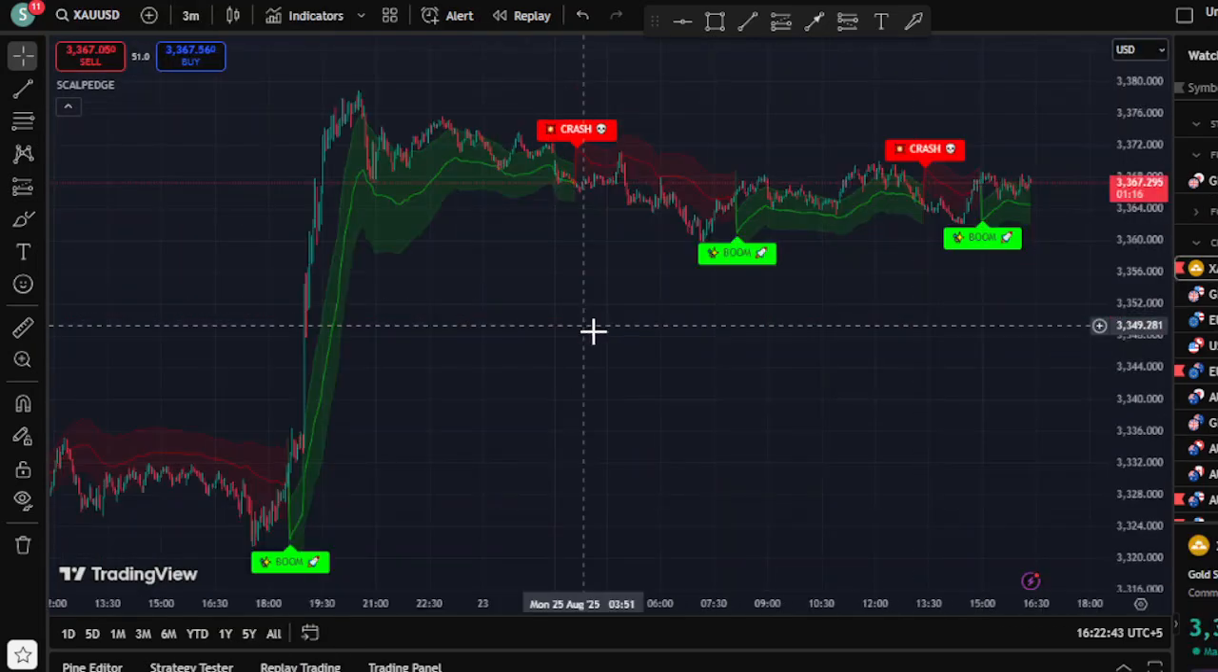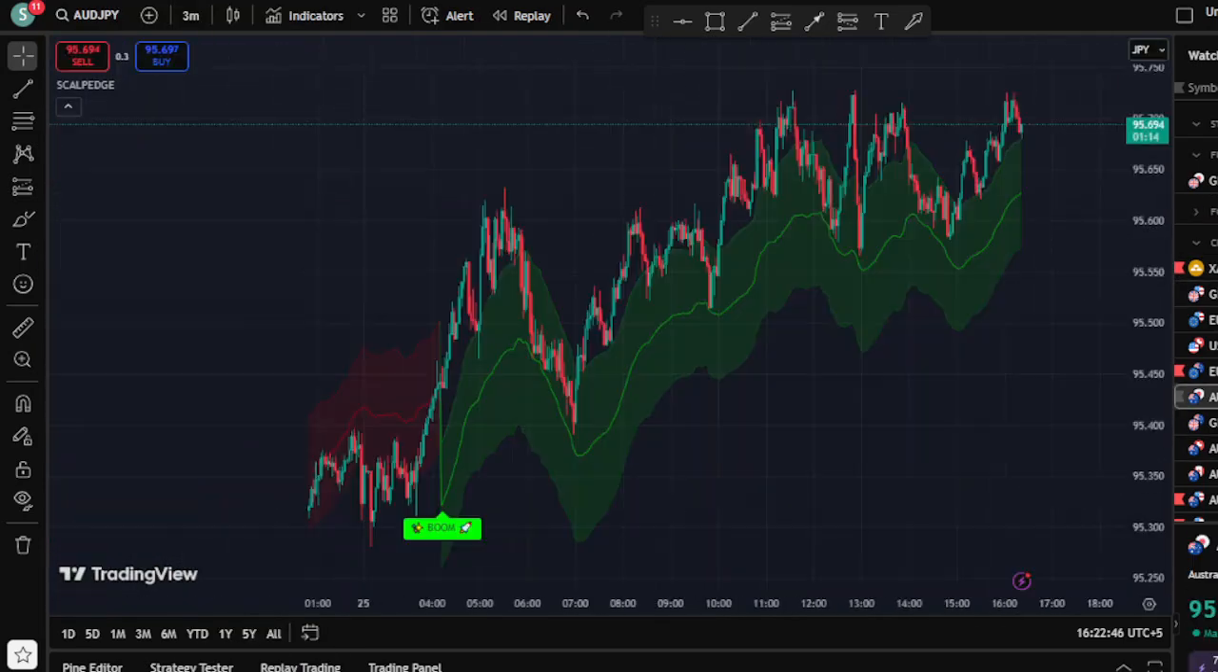So guys, this is all about the scalp edge indicator.